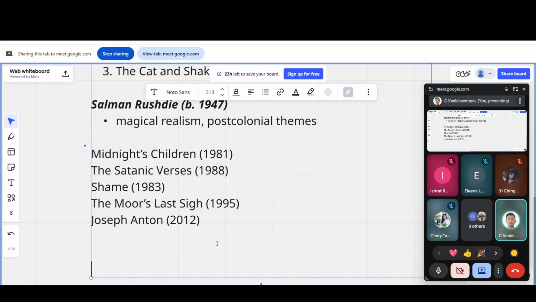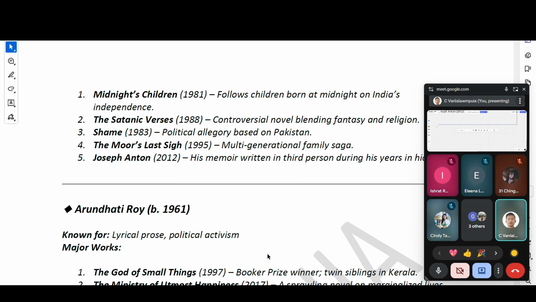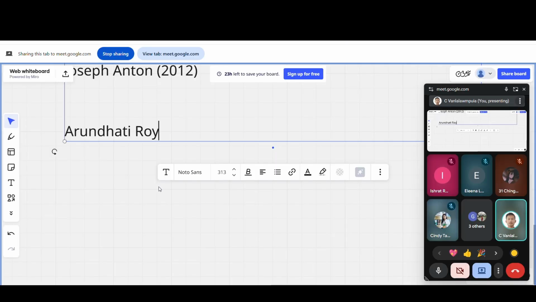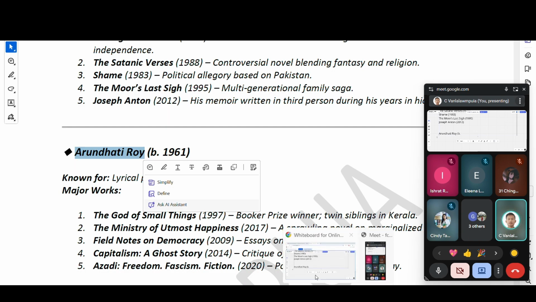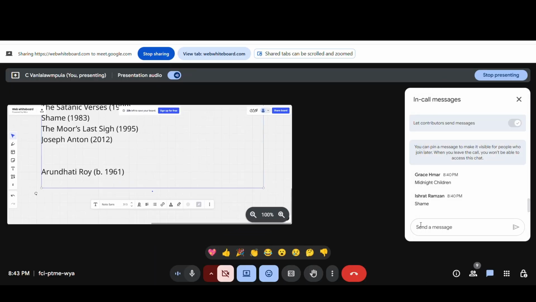Now let's go to the next author. Books and authors is the most important part of UGC NET. Books, authors, year of publication. At least 80% of your paper is based on these questions. Okay, something like this. Arundhati Roy, the Bengali girl, right? She's still alive. Arundhati Roy. She was born in 1961. Okay, 1961. Mention any popular works of Arundhati Roy.